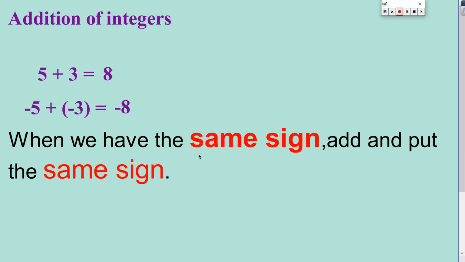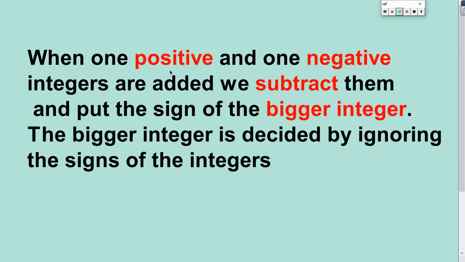Then if the integers have different signs, what will you do? When one positive and one negative integer are added, or one negative integer and one positive integer are added, instead of adding, we subtract them and put the sign of the bigger integer. The bigger integer is decided by ignoring the sign of the integers. Without the sign, which one is bigger? That number's sign we put.